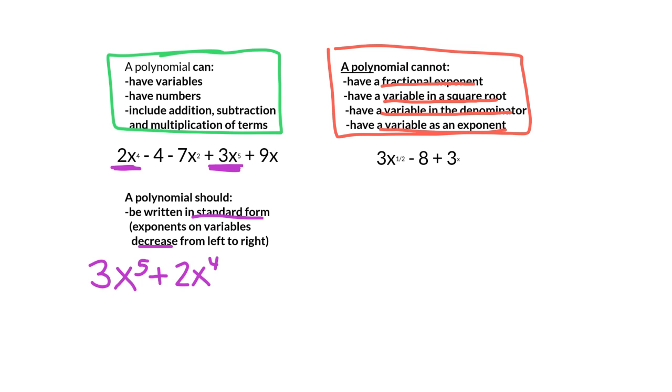Then we're going to have minus 7x squared. That negative or minus sign has to come with it. Then plus 9x.